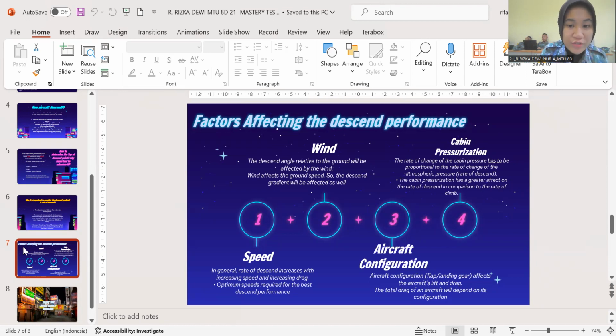Third, we have aircraft configuration. Aircraft configuration, flap or landing gear, affects the aircraft lift and drag. The total drag of an aircraft will depend on its configuration. Fourth, we have cabin pressure ratios. The rate of change of the cabin pressure has to be proportional to the rate of change of the atmospheric pressure, rate of descent. So the cabin pressure has a greater effect on the rate of descent in comparison to the rate of climb.